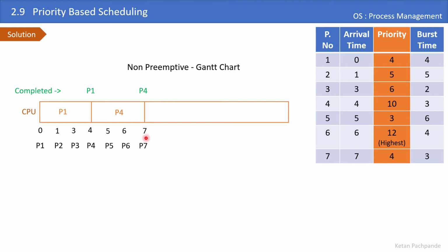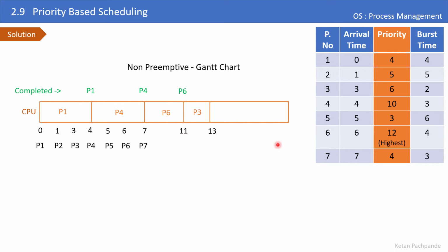Now at time 7, P1 and P4 are already completed, and the decision I have to make is among the processes P2, P3, P5, P6 and P7. Out of these 5 processes, I can see that P6 has the highest priority, which is 12. So here I am going to schedule the process P6. It will take 4 units of time as per the table, and it will run up to 11, and at time 11 it is going to finish.